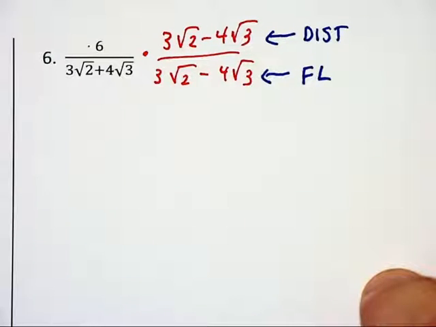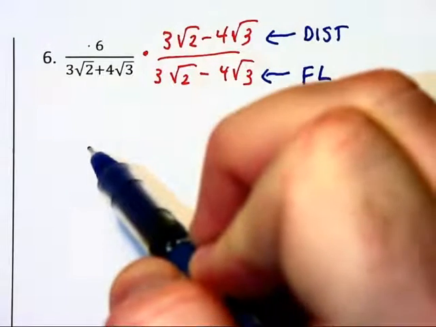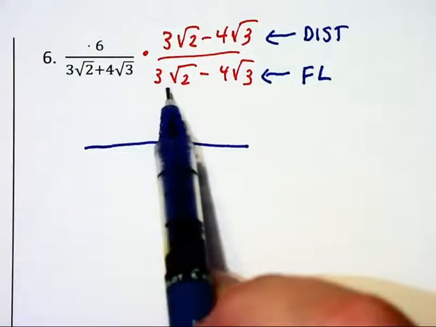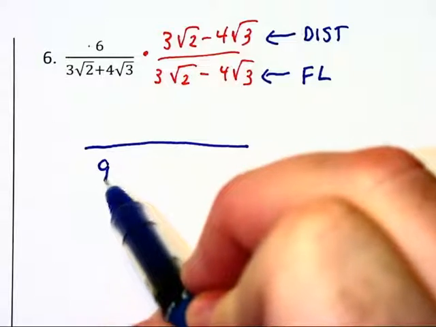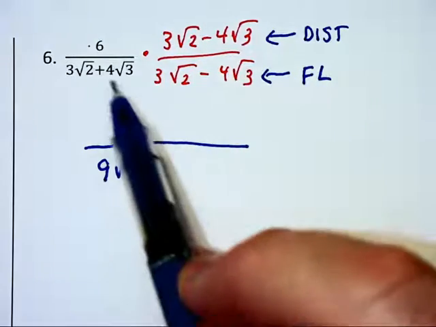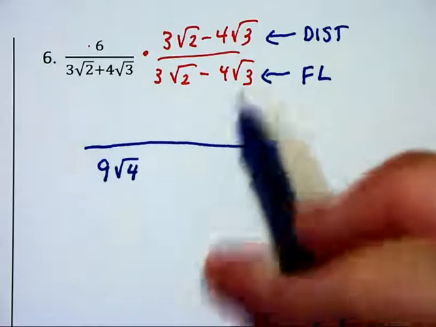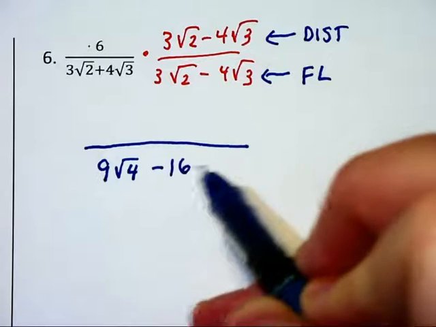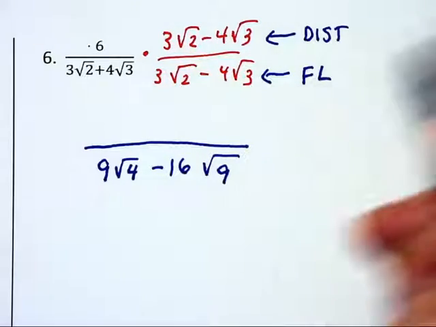By design, the middle terms are going to cancel each other out, and all we have to do is multiply the first and the last terms together. So let's focus first on this denominator. We're going to have 3 times 3, which is going to be 9, root 2 times 2, which is root 4. The middle terms are going to cancel, 12 root 6 and minus 12 root 6. We will have positive 4 times negative 4, making minus 16 root 9.